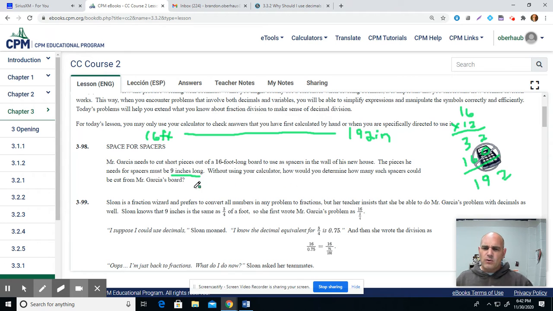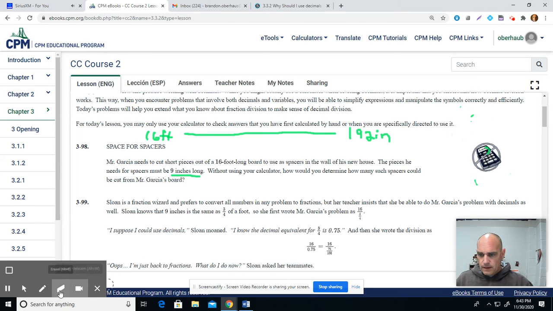All right, so how many 9-inch pieces are in here? I need to chop this up into equal pieces that are 9 inches each. Anytime I want to chop something up into equal pieces, that's always a division problem. So what I'm going to need to do is erase this and give myself a little bit more working room here. All right, so I can do this.